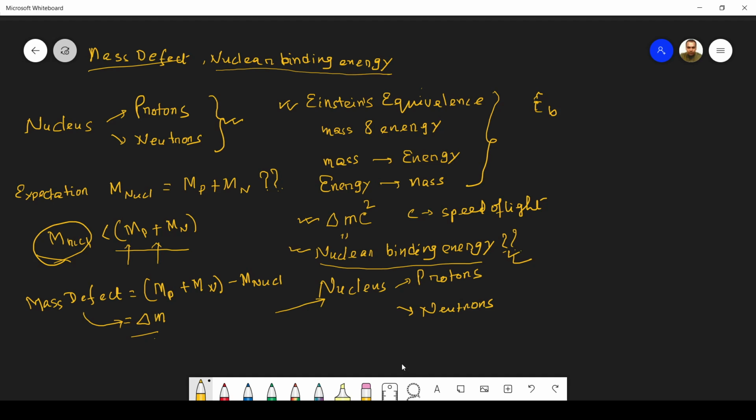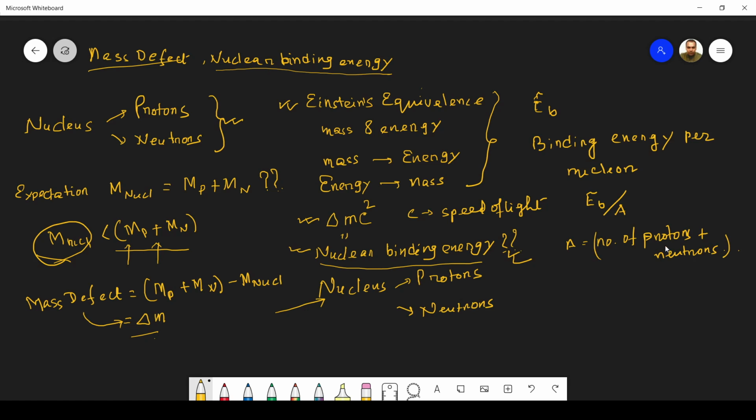So there is another concept called binding energy per nucleon, which we will learn in the next video class. In order to express nuclear binding energy, there is this concept called binding energy per nucleon, which is E_B over A. A is simply the total number of protons and neutrons.